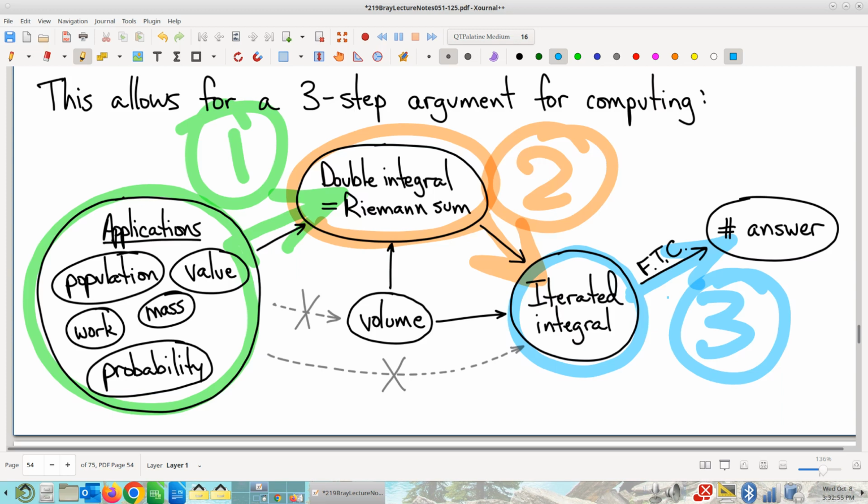So this is our roadmap. This is how we're going to answer questions. This, by the way, is an indication of what I want to see on exams. If there's a question, compute the mass of the blah blah, or compute the amount of work it takes to whatever, I want to see all three of these steps. I'll show you an example right now. Here we go.